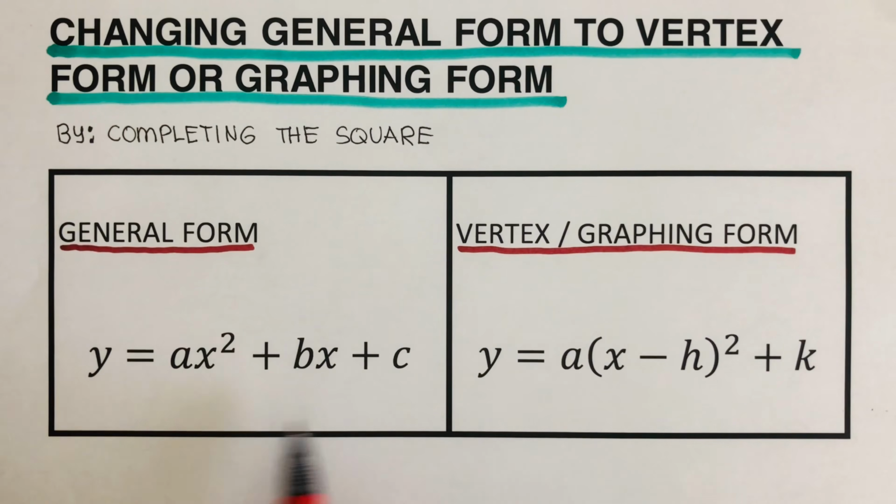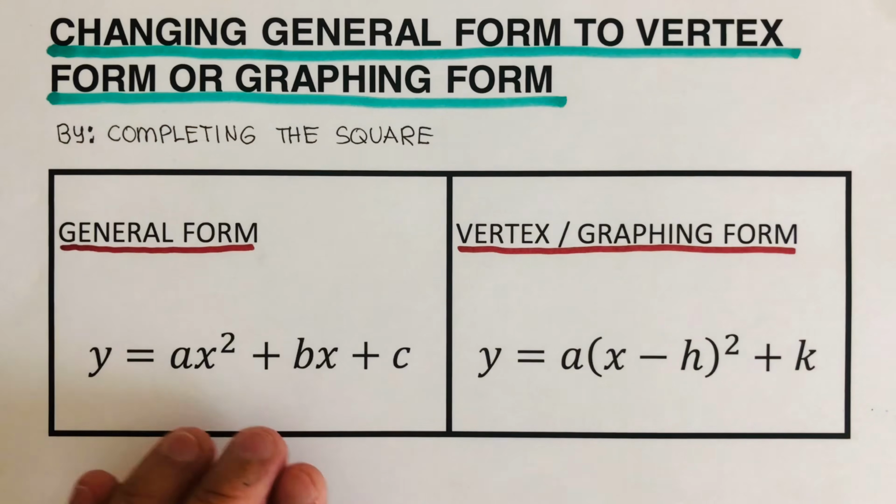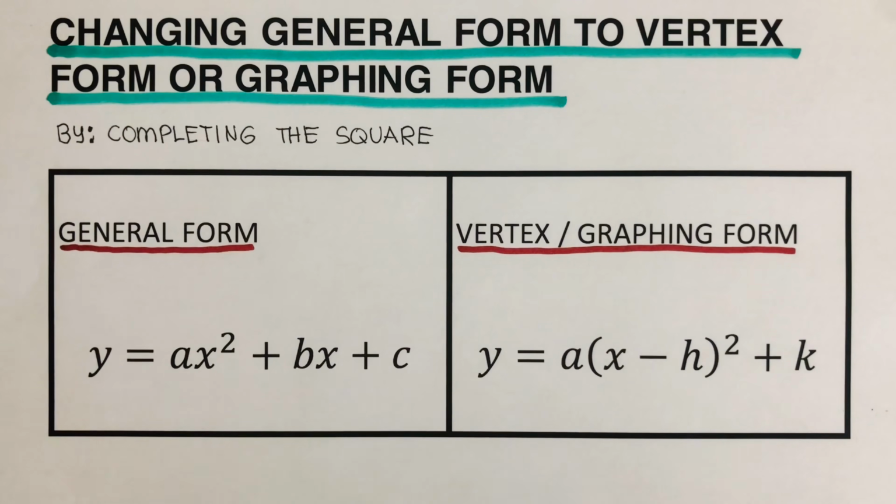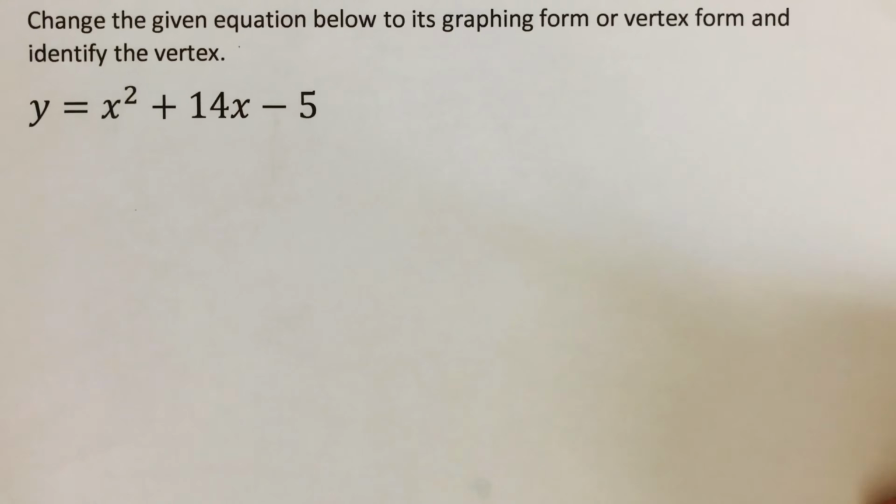Once we have this equation, we're supposed to change it to vertex form because in here, just by looking at it, we will not be able to determine the vertex. In vertex form we know that (h, k) is the vertex. So changing a general form to vertex form is the fastest way to determine the vertex. We are going to have an example to see how it works.